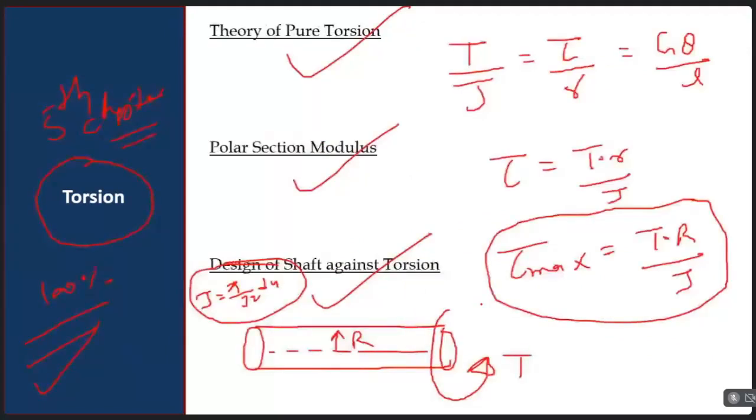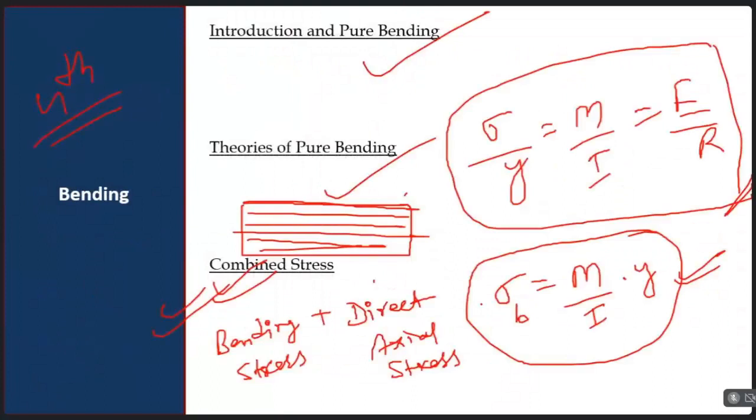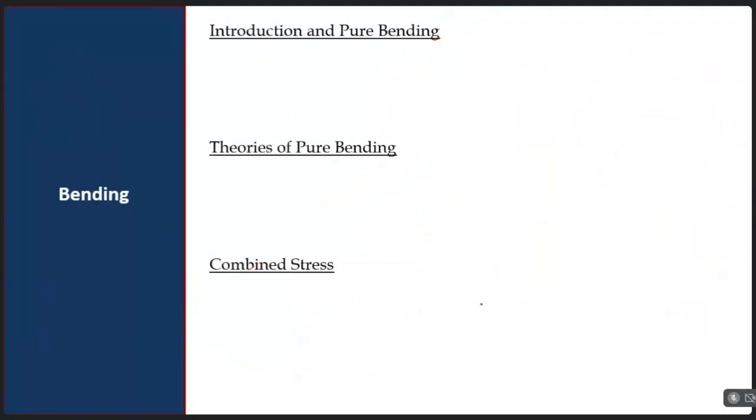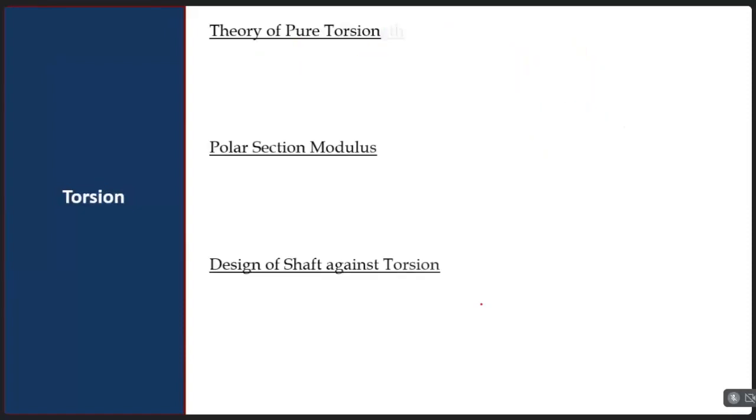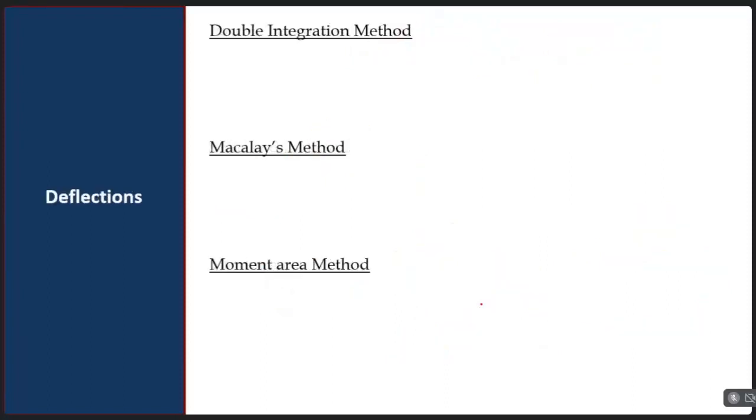Here we also have combined stress that is bending plus direct axial stress, bending and axial stress. But here we have the combination of bending plus twisting stress, very important, we should go for it. As I already told you, torsion is also very important, and one question is guaranteed from here. Okay, now deflection.